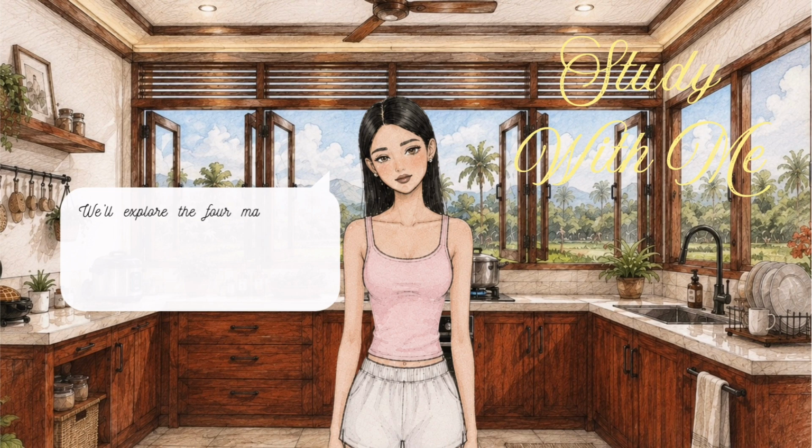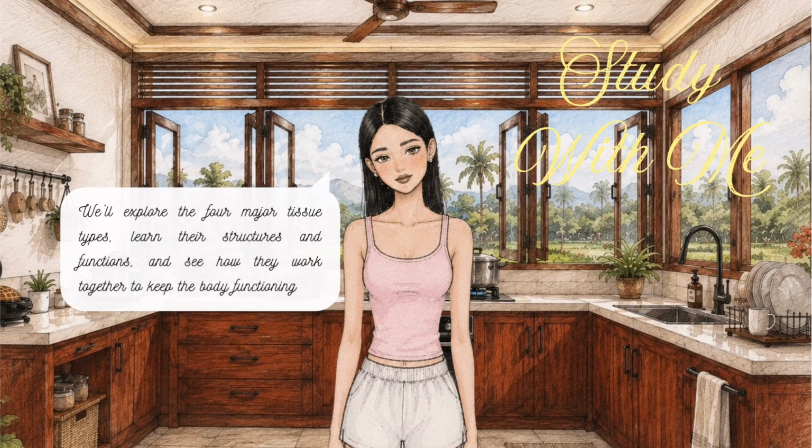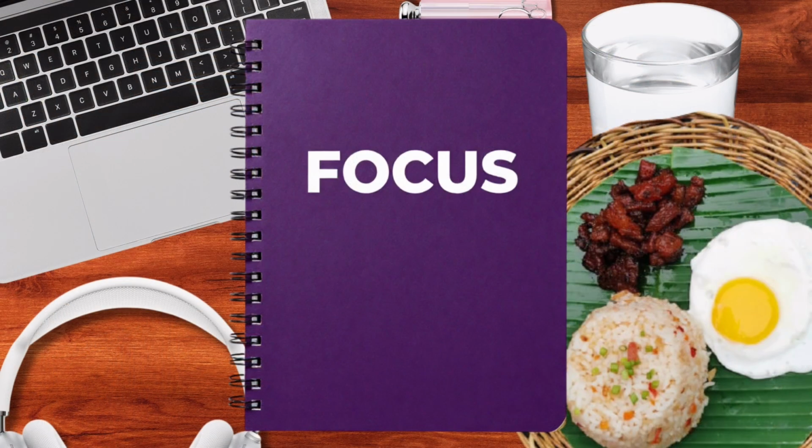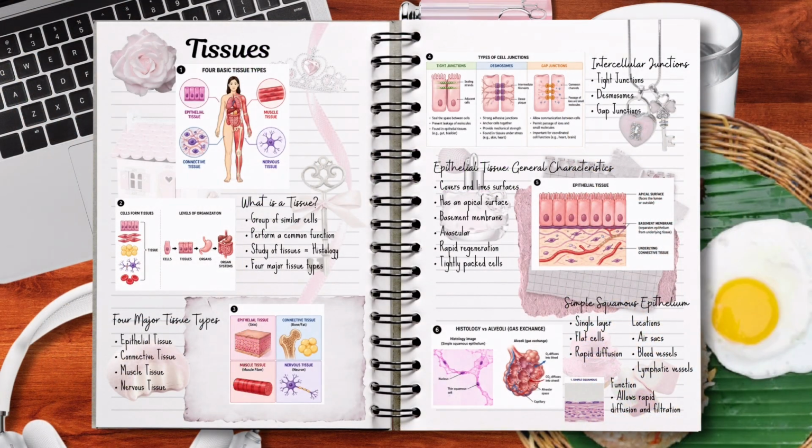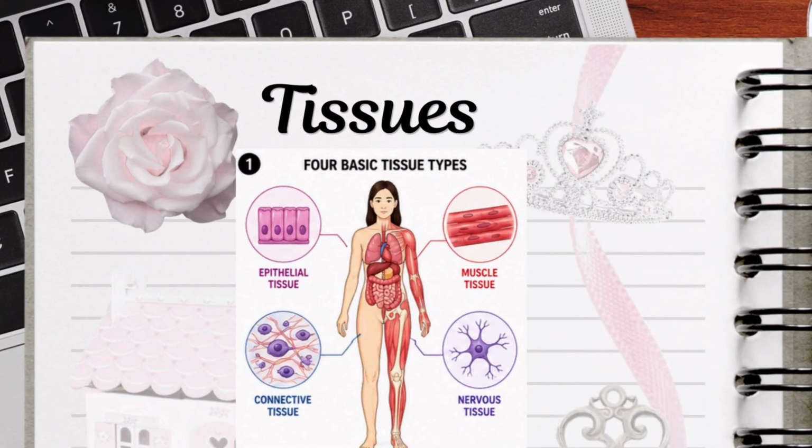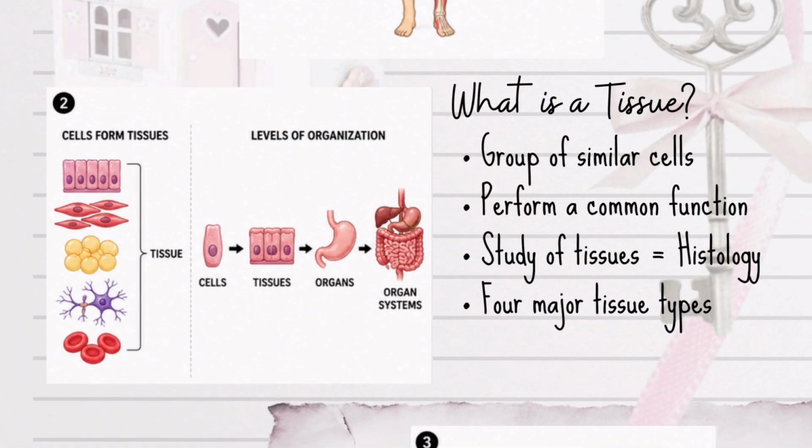We'll explore the four major tissue types, learn their structures and functions, and see how they work together to keep the body functioning. So let's begin with a simple question. What is a tissue? If you look at your skin, you're not seeing just one giant cell. Instead, you're looking at millions of similar cells working together.